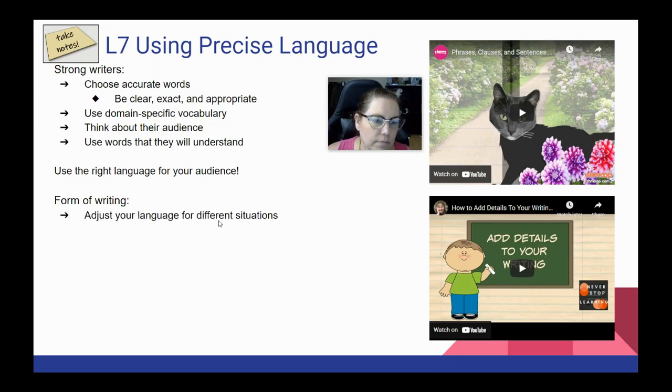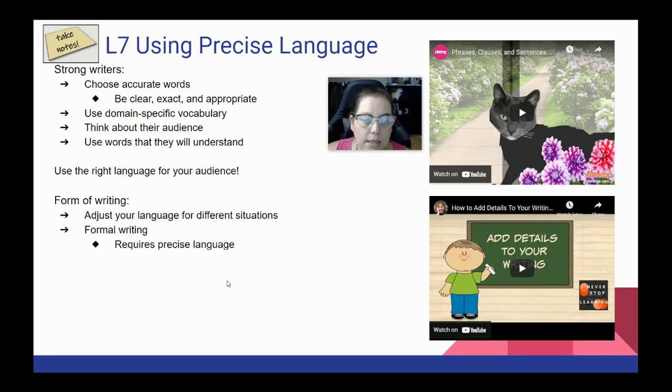All right, so remember that you need to adjust your language for different situations. It depends on if it's formal writing or not formal writing. This is a formal essay, so this is formal writing. For formal essays, you typically don't want to use first and second person pronouns. So you would stay away from I, me, we, us, you. You can use they and them.